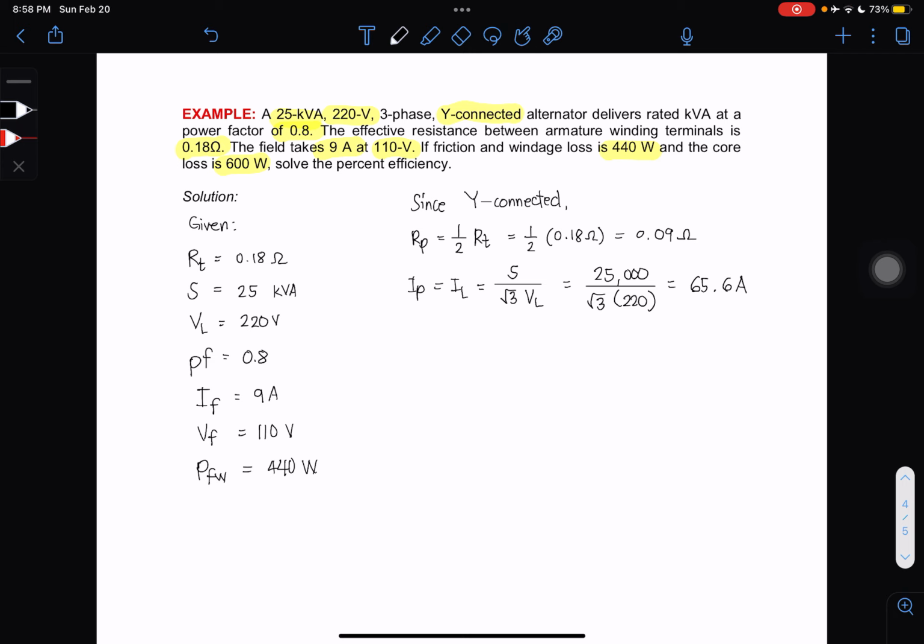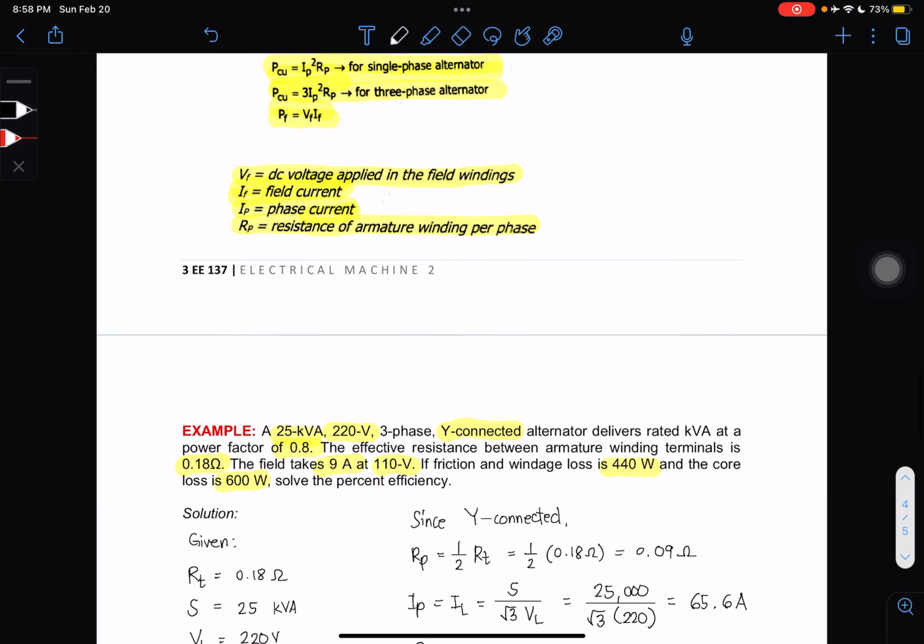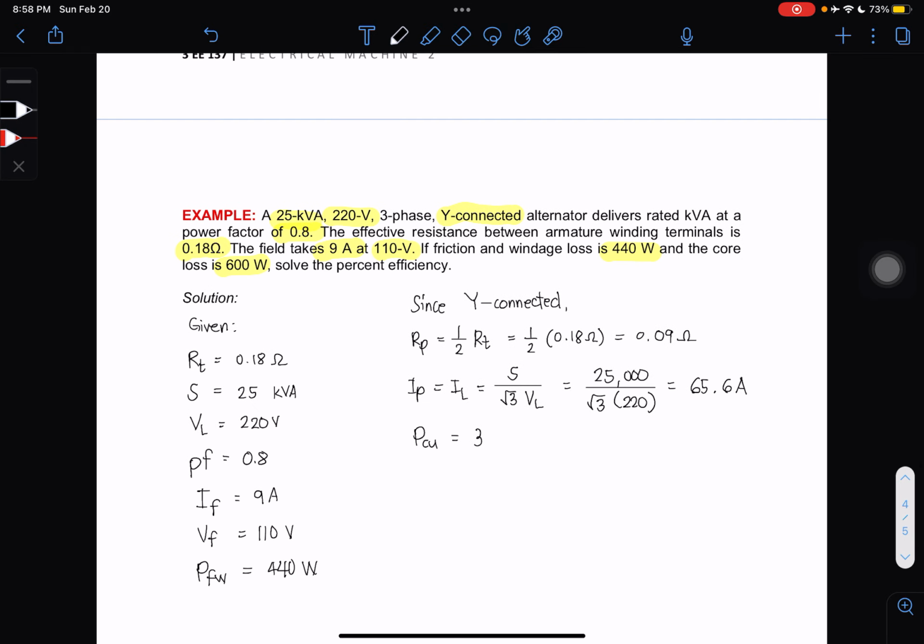So we need to solve for our copper loss. So PCU is equal to, for a 3 phase alternator, the formula is 3 IP squared multiplied by RP. So substitute, we have 65.6 squared multiplied by 0.09 ohms. So our PCU will be 1.162 kilowatts.